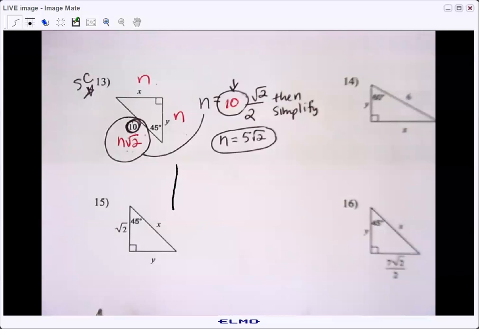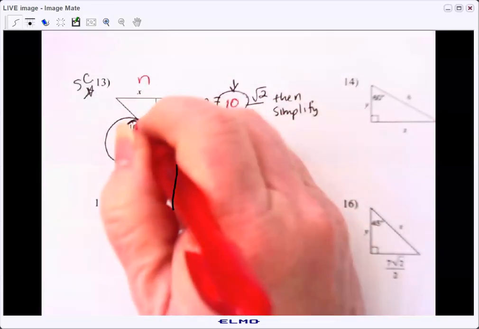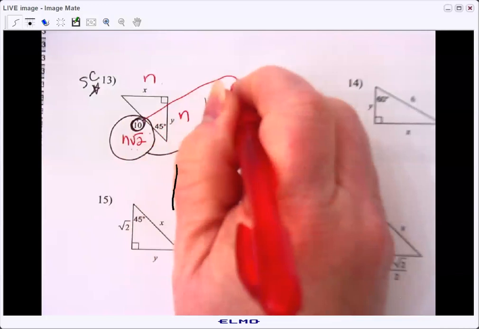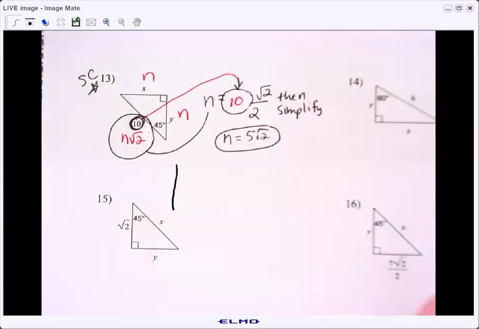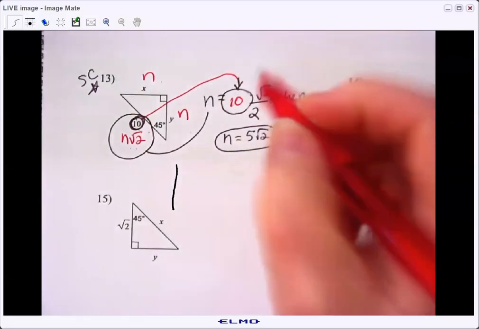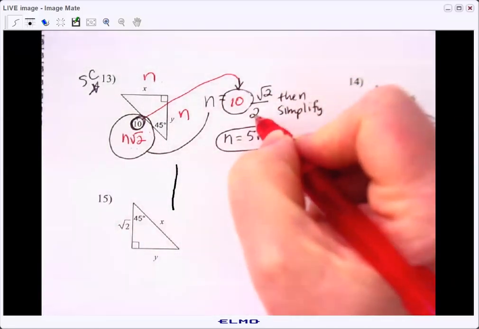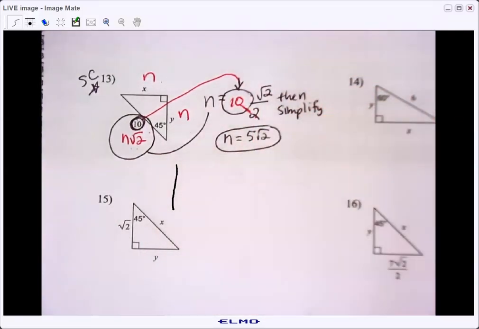I have a question. Sure. How did you find 5 root 2? Once I put this number into my circle, then remember we do outside numbers together and inside numbers together. This bottom 2 goes into the 10 5 times.